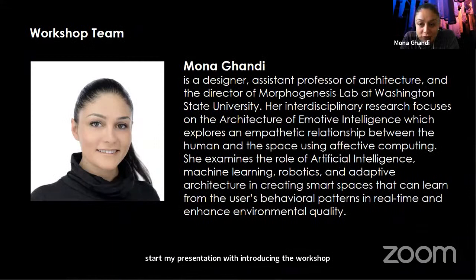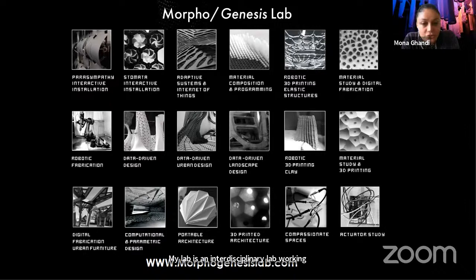I'm director of Morphogenesis Lab and assistant professor of architecture at Washington State University. My interdisciplinary research, Architecture of Emotive Intelligence, focuses on cyber-physical spaces and examines the role of artificial intelligence, machine learning, robotics, and adaptive architecture in creating smart spaces that can learn from users' behavioral patterns in real time and enhance environmental quality. My lab is an interdisciplinary lab working at the intersection of architecture, art, and technology.